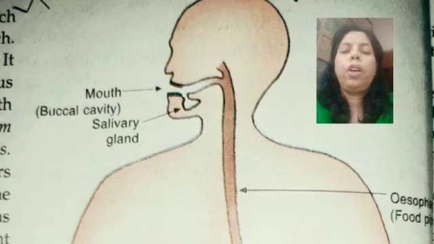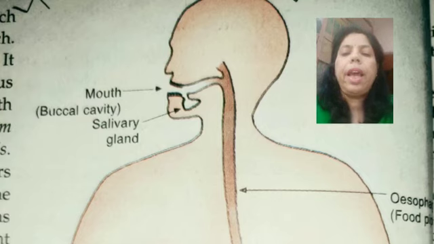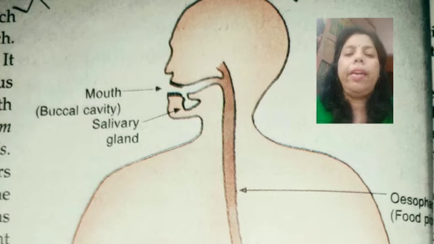First of all, we are going to describe the digestive system in human beings. Human beings have an alimentary canal, which is also called the digestive tract. It contains many different parts such as the mouth or buccal cavity, stomach, pancreas, liver, small intestine, large intestine, rectum and anus, as you see in the diagram.